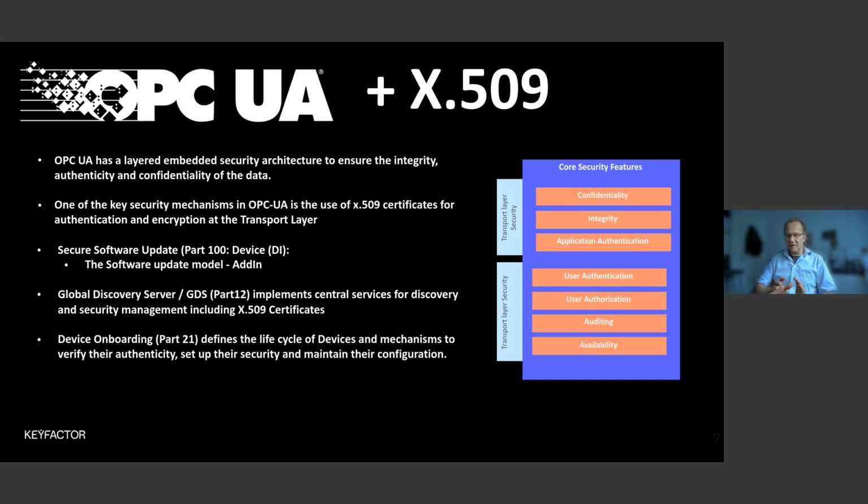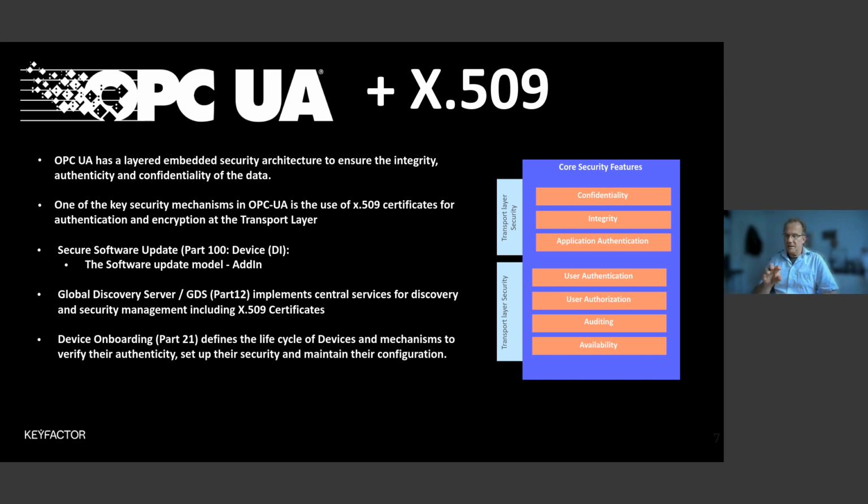And that is a principle that you have to bear in mind when you're talking about the usage of X509 certificates in OPC UA, that you have these different kinds of layers built in. On the transport layer security, X509 certificates are used for confidentiality, integrity, and application authentication. That is one of the key security mechanisms in OPC UA, that on the transport layer security, X509 is exclusively used for the security itself. On the application layer security, we see mechanisms and security features like user authentication, user authorization, auditing, and availability.